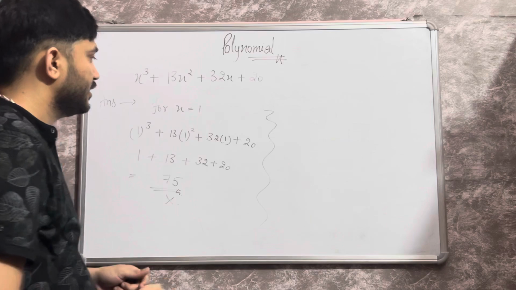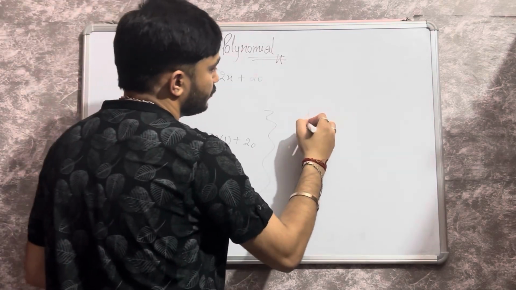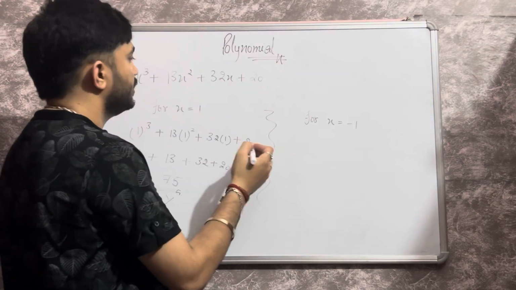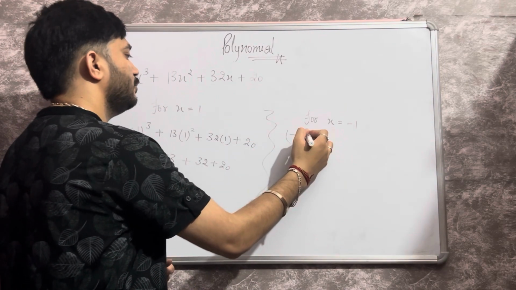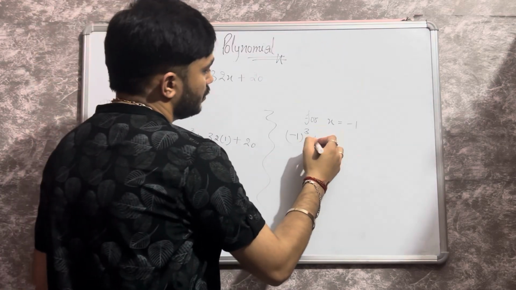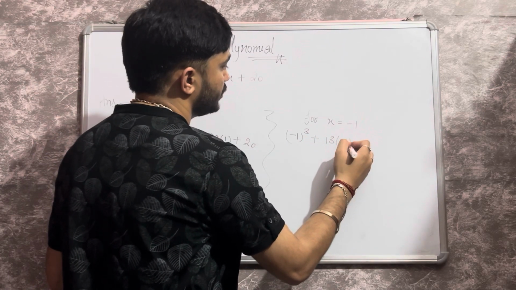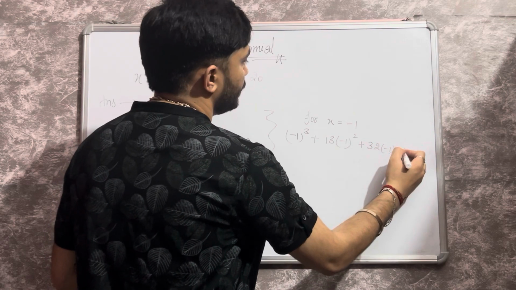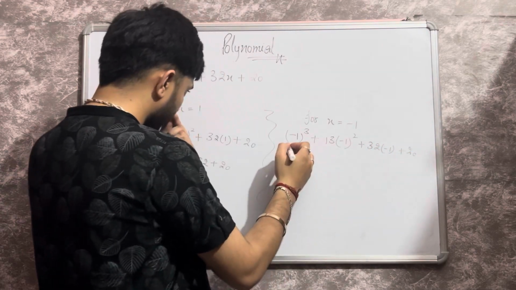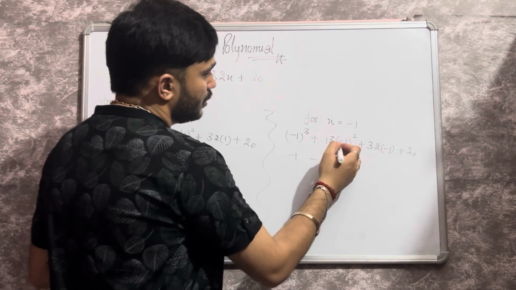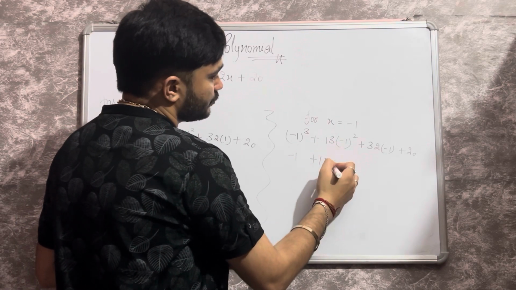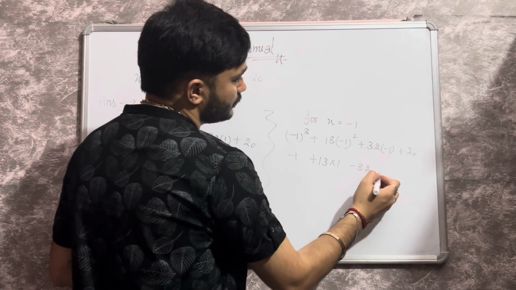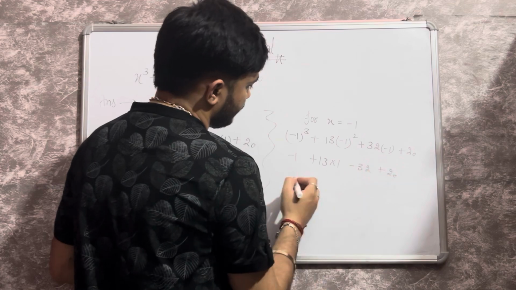Now let us check for a negative number, that is for x equal to minus 1. Now place the value minus 1 in place of x. Minus 1 cube plus 13 into minus 1 square plus 32 into minus 1 plus 20. Minus 1 cube is minus 1. Minus 1 square is 1. 32 into minus 1 is minus 32, plus 20.